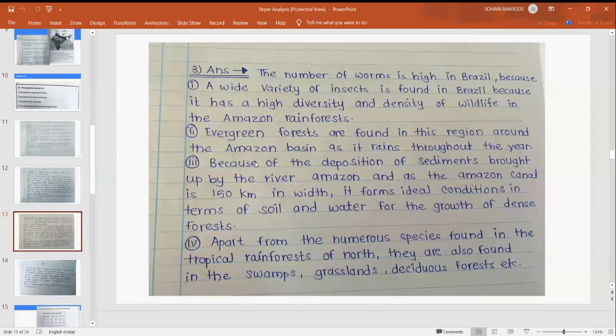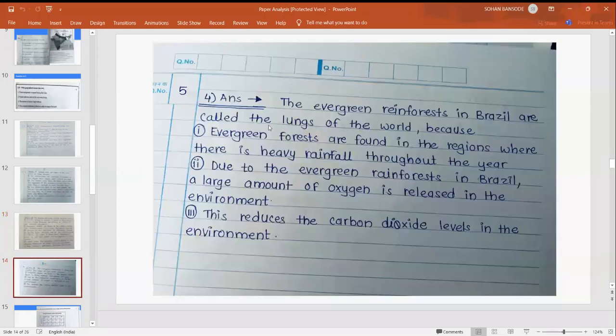So what is the main reason over here? The river is very fertile and it gives rise to the dense rainforest. And as we know, wherever there are trees or plants, we can find insects over there. So this is the main reason behind this statement, and you have to elaborate your answer with valid explanations. Okay. Fourth one is, the evergreen rainforests in Brazil are called the lungs of the world.